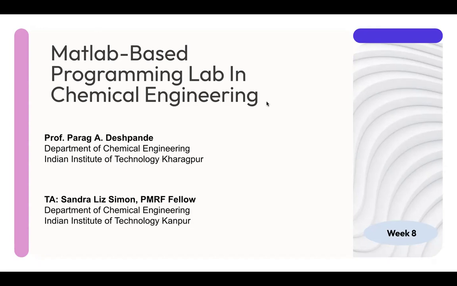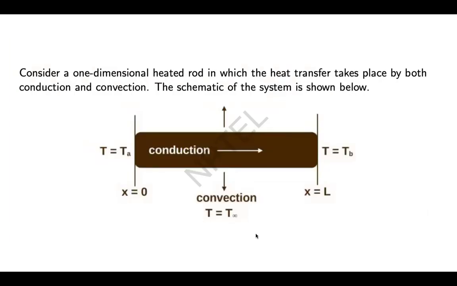So let's begin today's session. This week, the problem that we were trying to do is a one-dimensional heat transfer process. Here we are considering a one-dimensional heated rod in which heat transfer takes place both by conduction and convection. The schematic of the system is given like this.